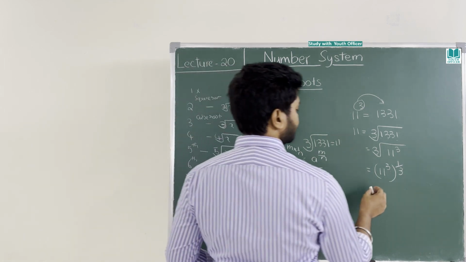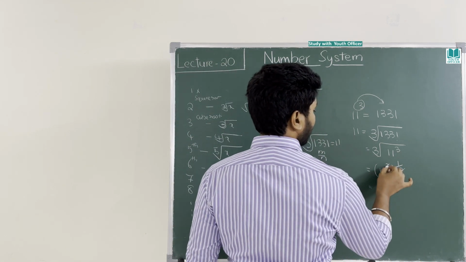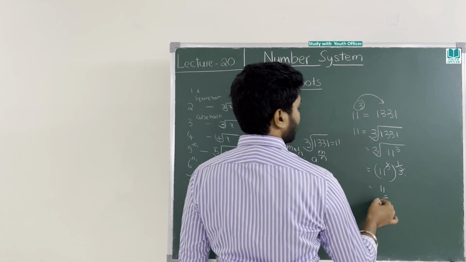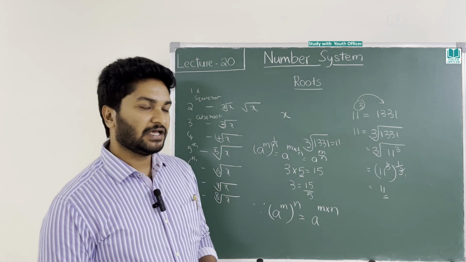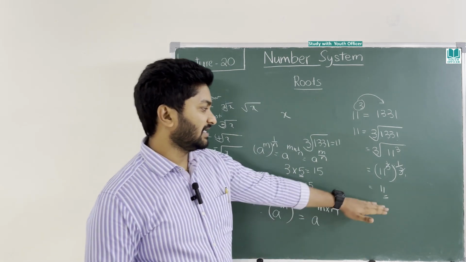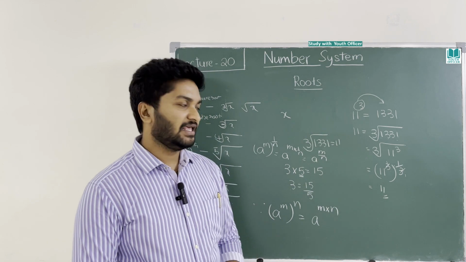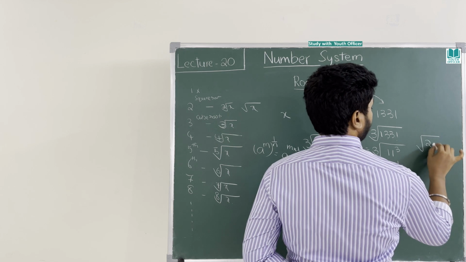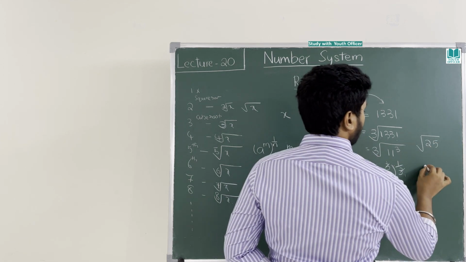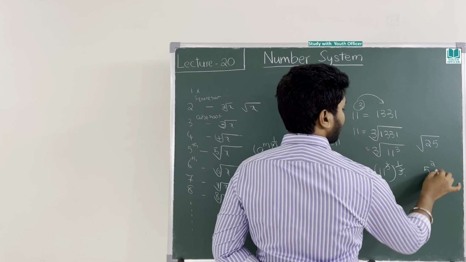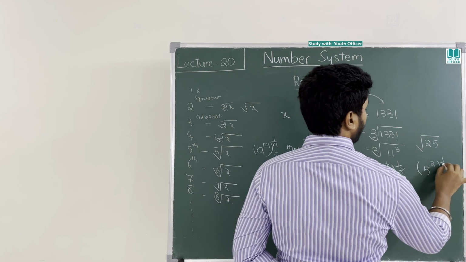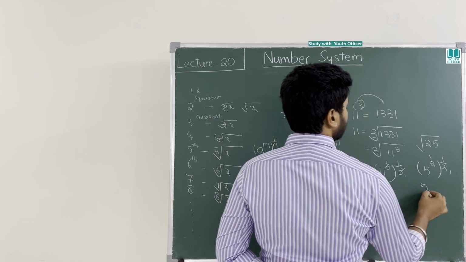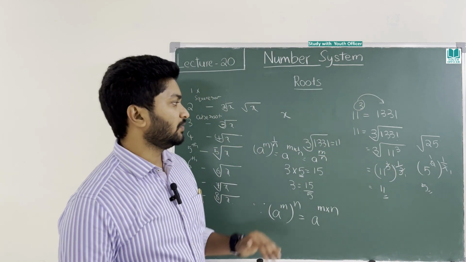Okay, now 3 cancels, as this into 3 will be cancelled, one time, the answer will be 11. This is how you get cube root of 1331 as 11. Is it clear? You can cancel it here. Otherwise, square root of 25 is 5 square. Square root means whole power 1 by 2. This is one time, 5 power 1 means 5. The answer is 5. This is how you calculate.